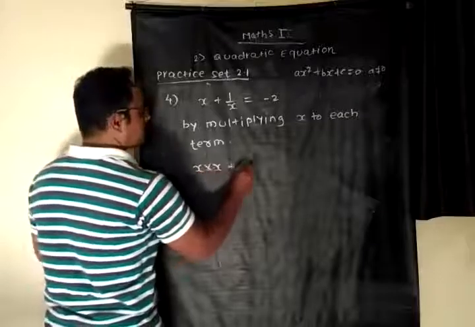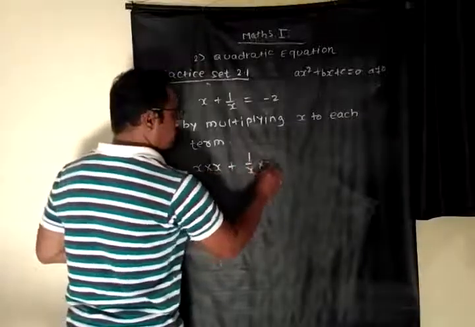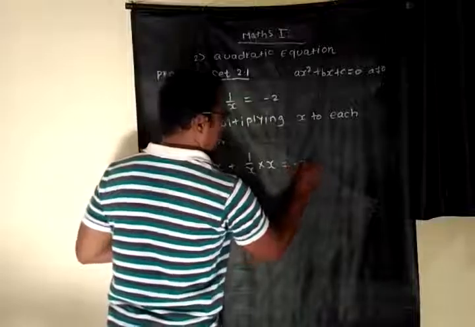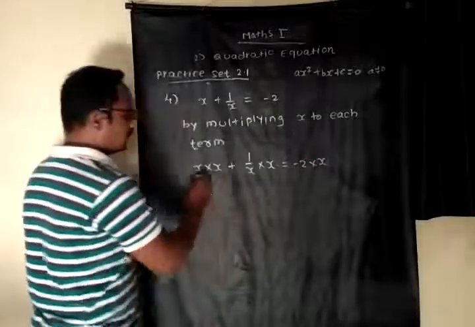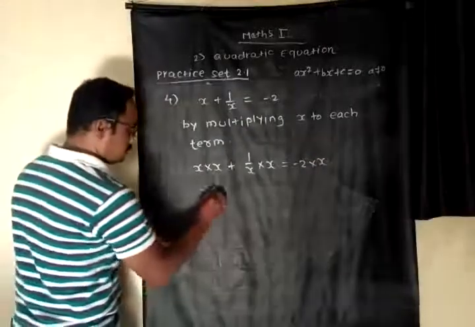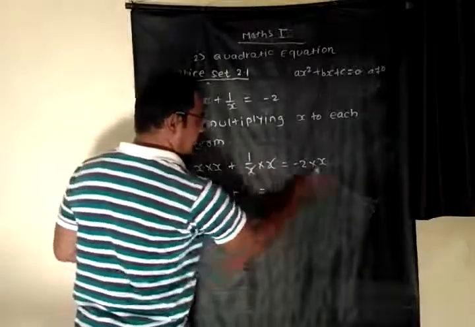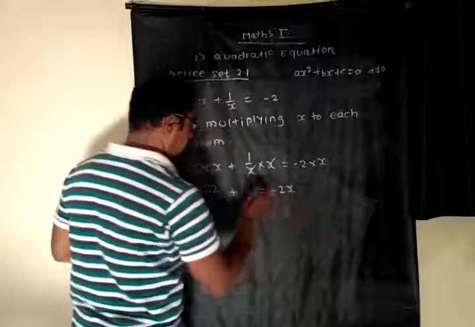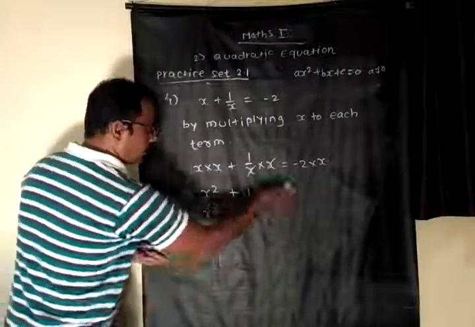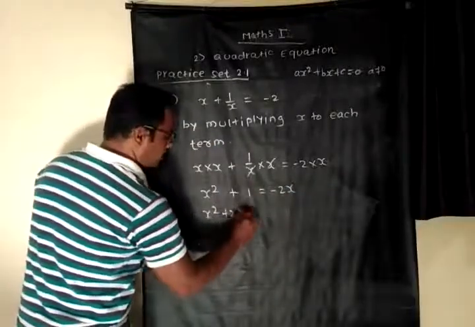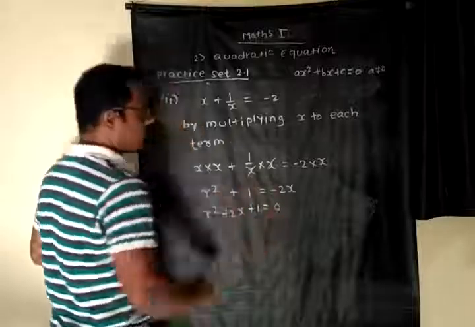x into x plus 1 upon x into x is equal to minus 2 into x. x into x is x square, plus x will get cancelled, is equal to minus 2x. x square minus 2x will become plus 2x plus 1 is equal to 0.